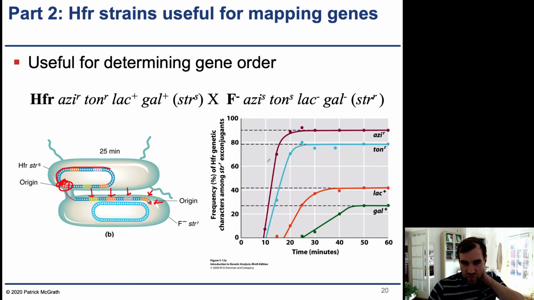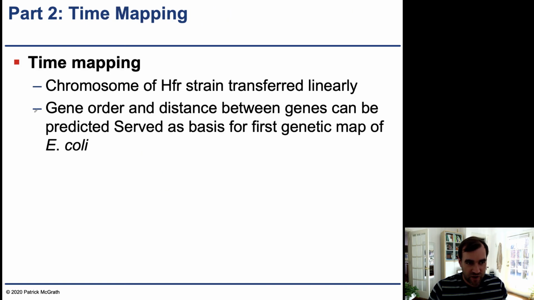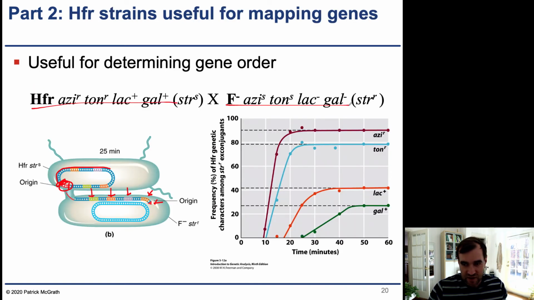And this is a graph from a large number of experiments where you've interrupted the conjugation at a specific time. So you've mixed this strain together with this strain, and then you've waited 10 minutes before you put them in the blender. Or you've waited 15 minutes, 20 minutes, 25, 30. This is just an example of dozens of different experiments that were done.